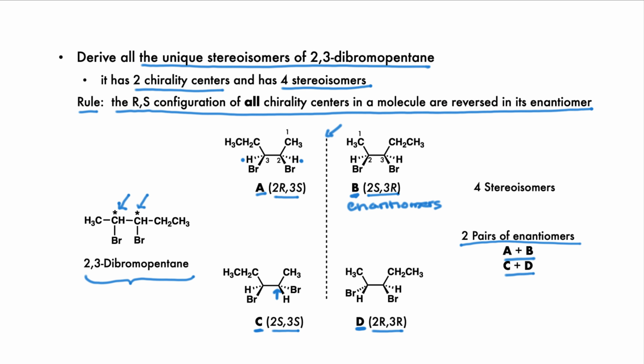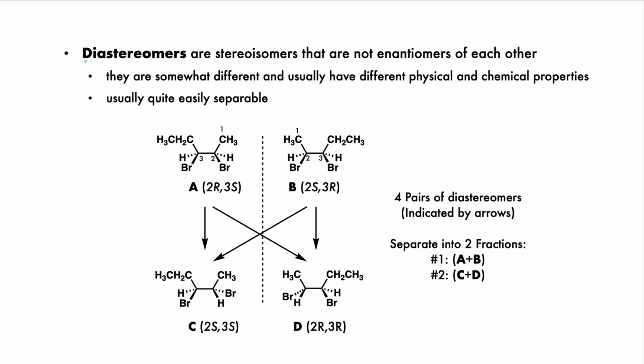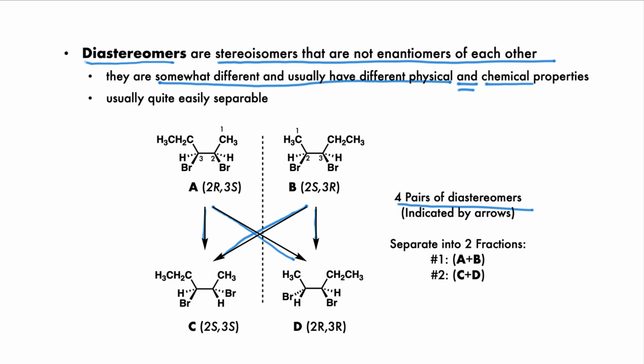On the next slide, we'll talk about a new relationship between stereoisomers called diastereomers. Diastereomers are stereoisomers that are not enantiomers of each other. There are 4 pairs of diastereomers of 2,3-dibromopentane: AC, AD, BC, and BD. Diastereomers are somewhat different from each other and usually have different physical properties, such as melting point and boiling point. They can have somewhat different chemical properties, like different rates of reaction.